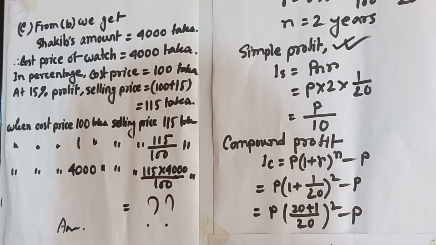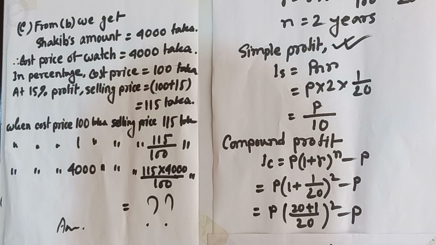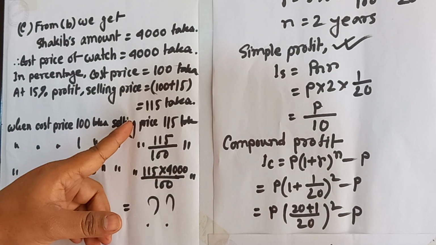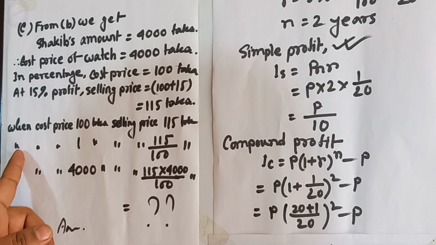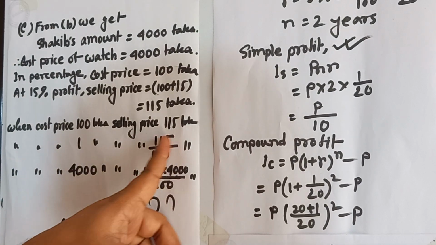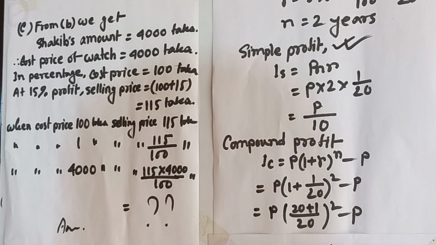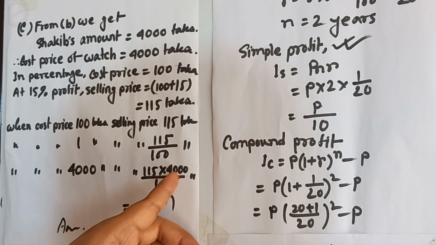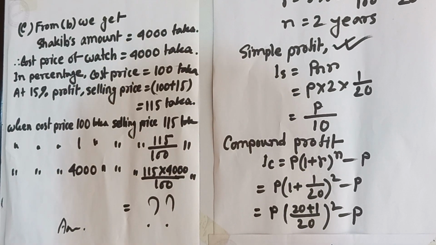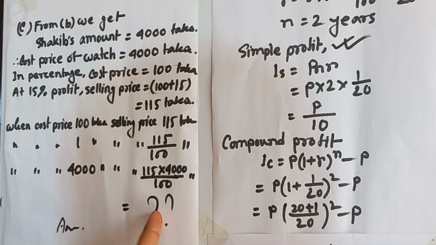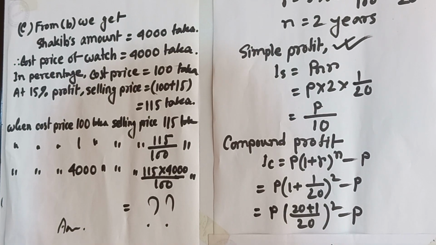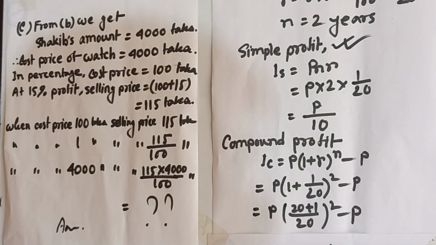Now, my dear student, we apply the unitary method to find the answer. When cost price is 100 taka, then selling price will be 115 taka. When cost price is 1 taka, then selling price will be 115 by 100 taka. When cost price is 4000 taka, then selling price must be greater, so multiplication will happen. That means 115 multiplied by 4000 divided by 100. Now we do the calculation and we get the answer. This calculation you do by yourself. After solving, you get the selling price, and after that you write the answer. My dear student, in each section you must write the answer. If you don't write the answer, then some marks are deducted from your answer script.